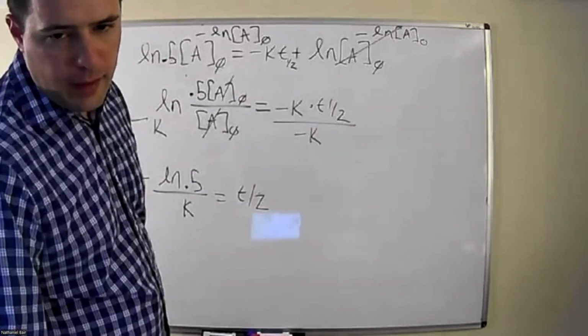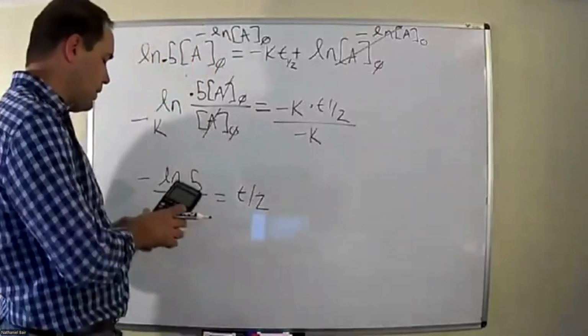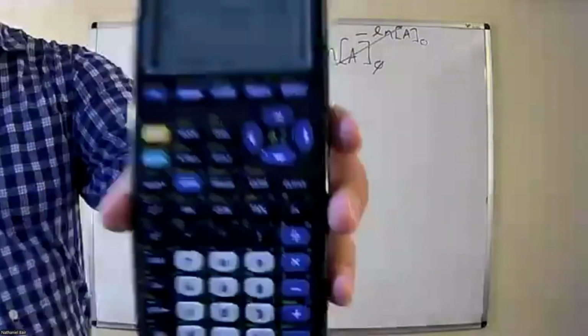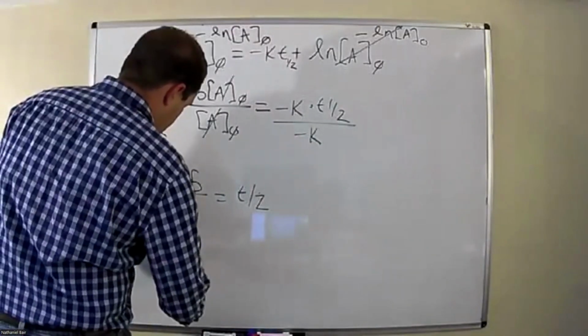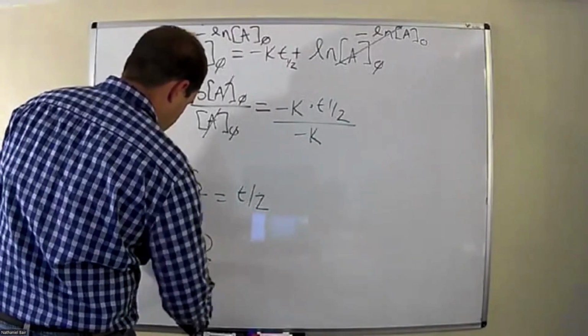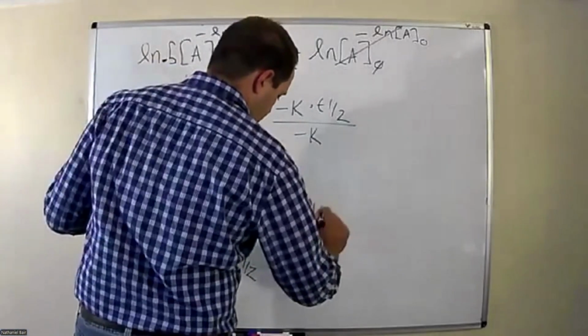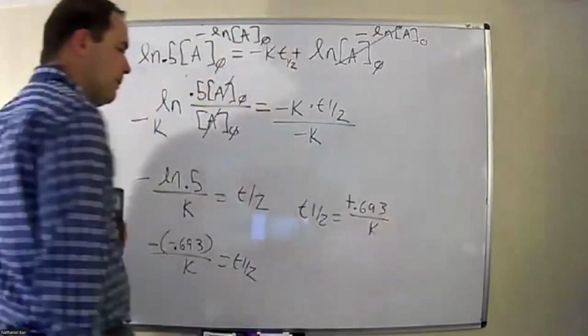And if we go back, you can see that if you take the natural log, okay, so now what we could do is take the natural log of 0.5. The natural log of 0.5 is negative 0.693. So now it's a negative times a negative 0.693 over K equals T1 half. And now that becomes positive. So the half-life for a first order reaction is positive 0.693 over K.